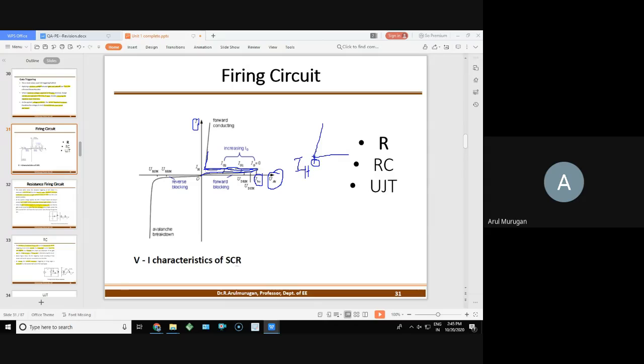So that point, you can say, is called the latching current. Holding current, latching current. What is a holding current? Holding current is the turn-off point.